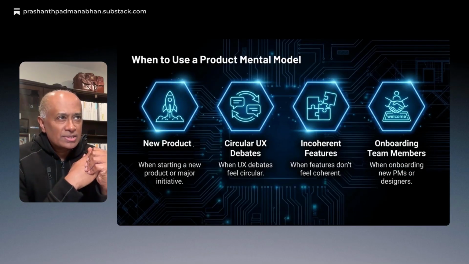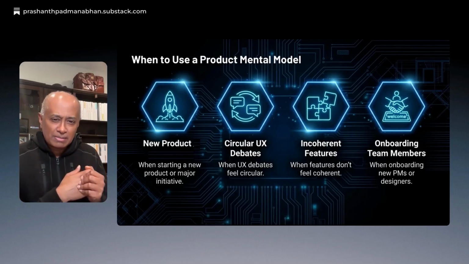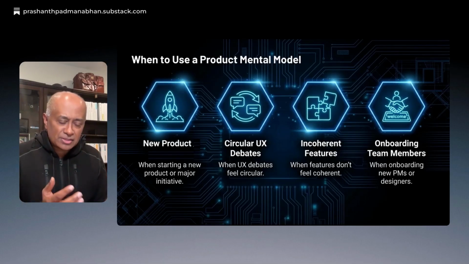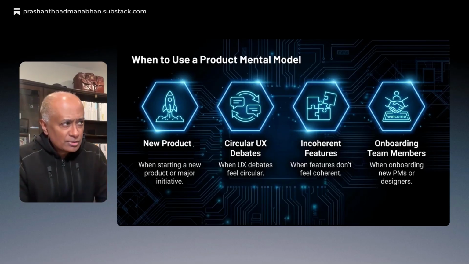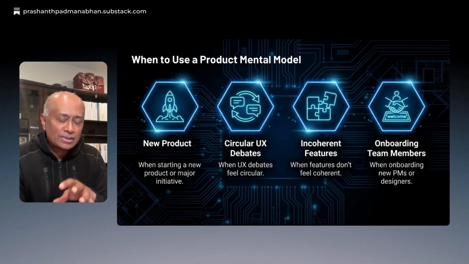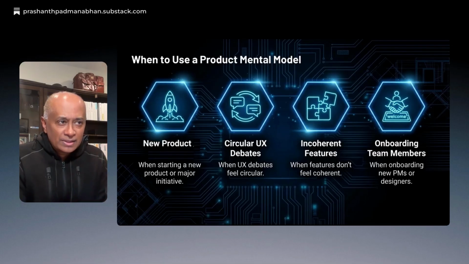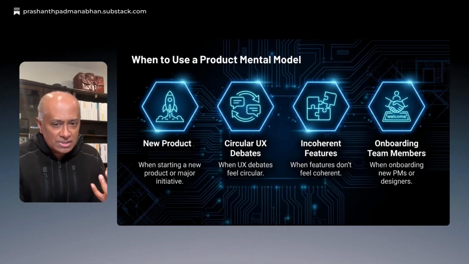The next logical question is, when is a product mental model and the artifacts associated with it required? I mean, do we need to do this for every feature? If I'm building a really small feature, do I need to come up with a product mental model? You may have questions like that. So this is my guidance on when to use a product mental model or go back to a product mental model. When you're building a new product or a major initiative, you always start with the product mental model after you define the job to be done.